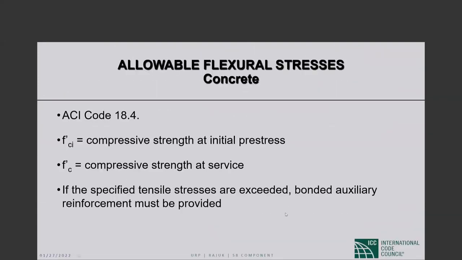So now we can fall back onto ACI code 18.4. If you have a copy of the ACI code, you can look into it, or you can look online. I found ACI 318-08 metric online, and it's available. Initially, I was trying to buy it from ACI, and it was quite expensive. So I got it kind of free. Google is very much our friend, right? You can get all kinds of stuff on Google.